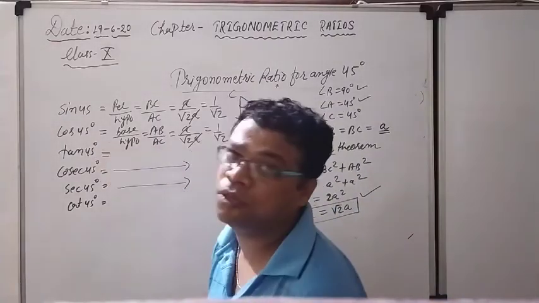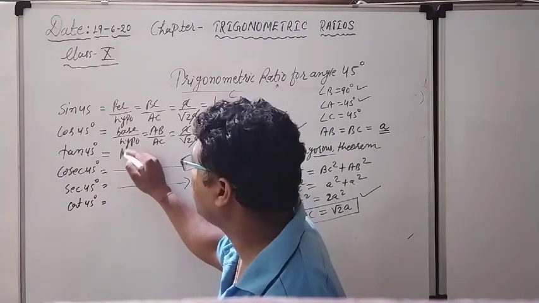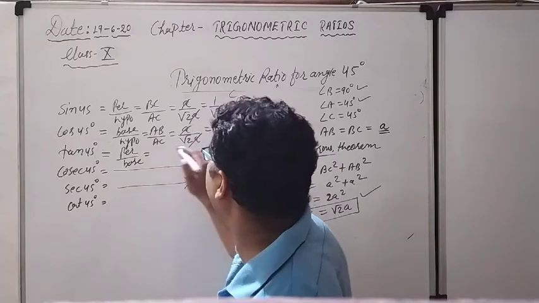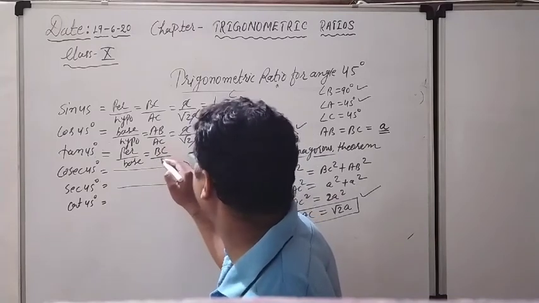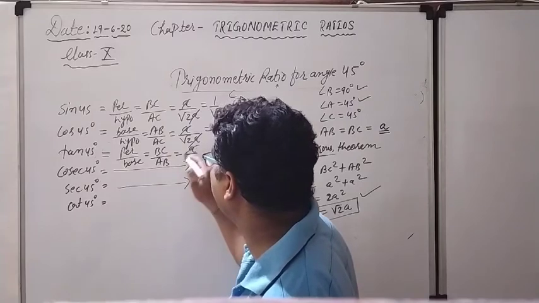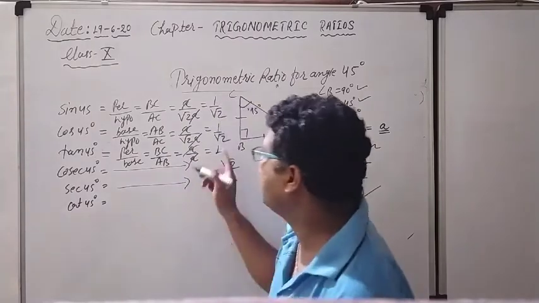So for this I am going to calculate. Tan 45 means perpendicular upon base. What is the perpendicular? BC. What is the base here? AB. You can see both are equal to A, and A and A are going to be cancelled, giving me 1.